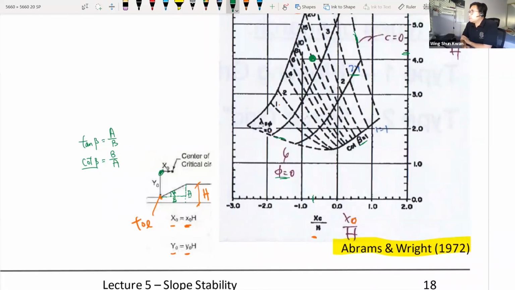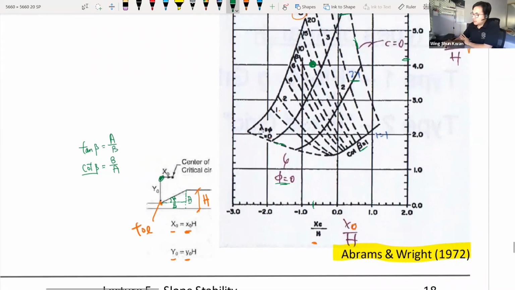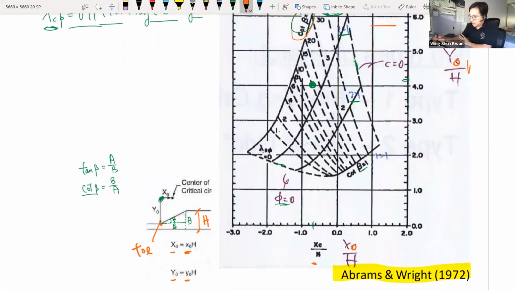So any questions here? These are very rough estimations, but hopefully they get an engineer started on their first trial on the factor of safety. After the first location, what a computer will do is keep trying different points until they find the lowest factor of safety. And if you're doing manual calculations, you need to try a couple of times with different locations.